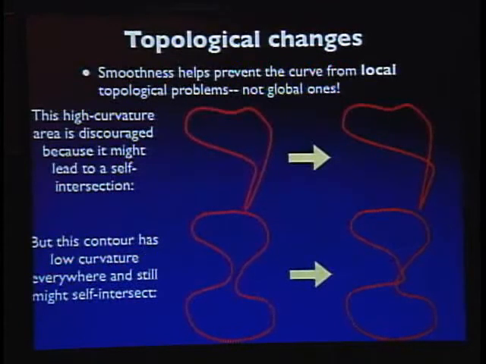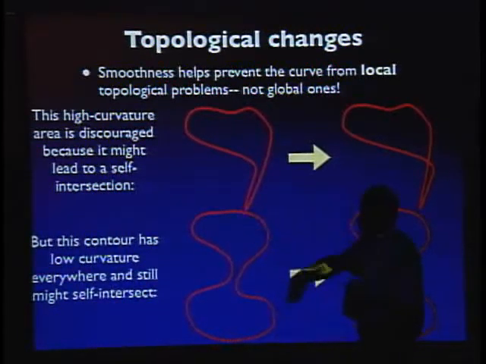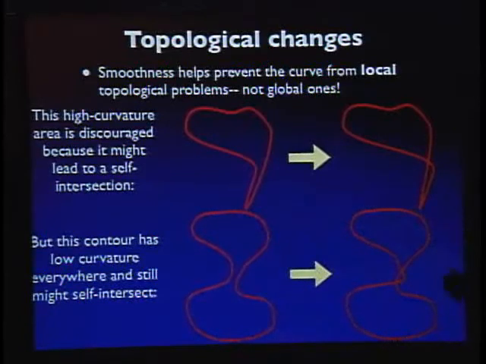Okay, so topological changes are a big gotcha of deformable contour techniques. And part of the reason, or actually the main reason why we want to discourage high curvature regions like this in our internal energy function is that if we don't, the contour can cross over itself. And any contour that crosses over itself is kind of automatically not a very well-defined thing. It's no longer a simple boundary where there's a well-defined group of pixels on the inside and a different, distinct, well-defined group of pixels on the outside. So that's why we have the internal energy function that tries to discourage this case.